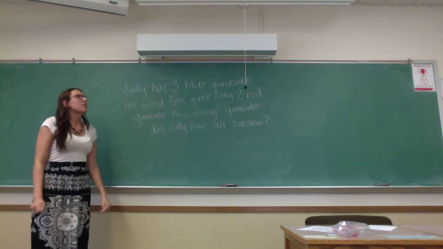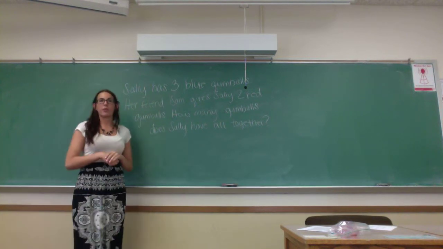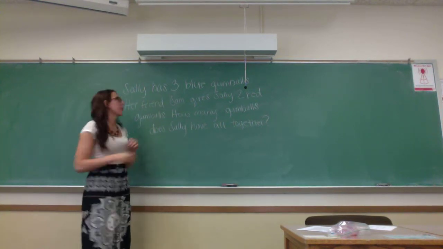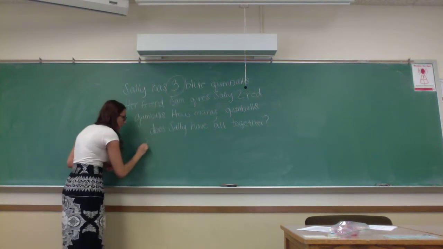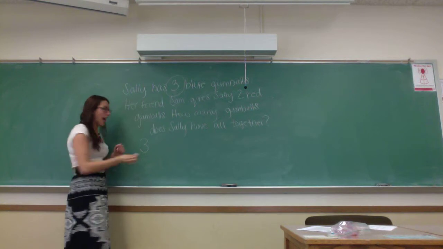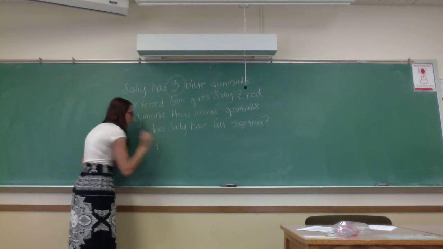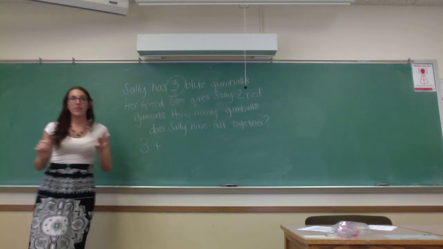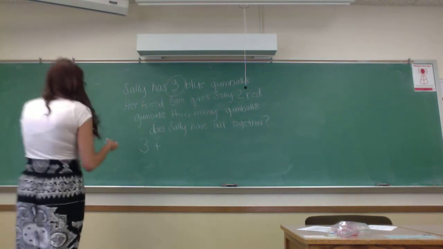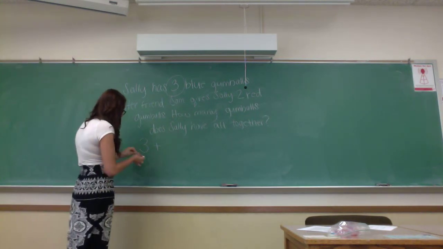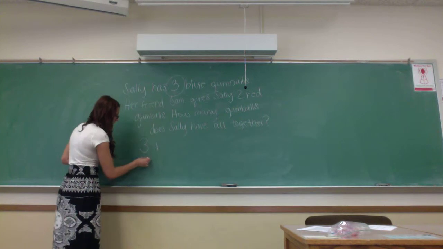So what's our first number? The first number that we're given in our story problem? 3. Yes. 3. All right. So we have 3. So I'm going to go ahead and write 3 right there. And since we are adding, I'm going to add a plus sign. And now I'm going to put up 3 manipulatives to represent our 3 blue gumballs. So I have 1, 2, 3.